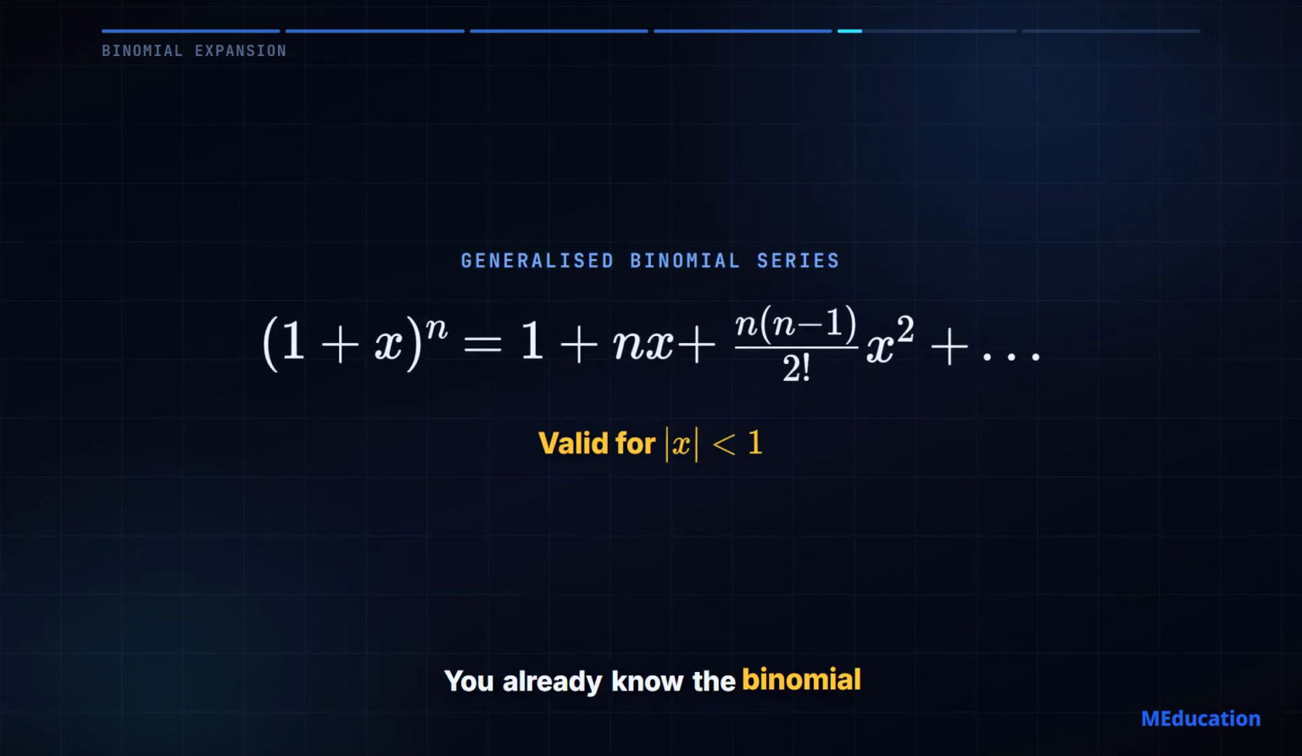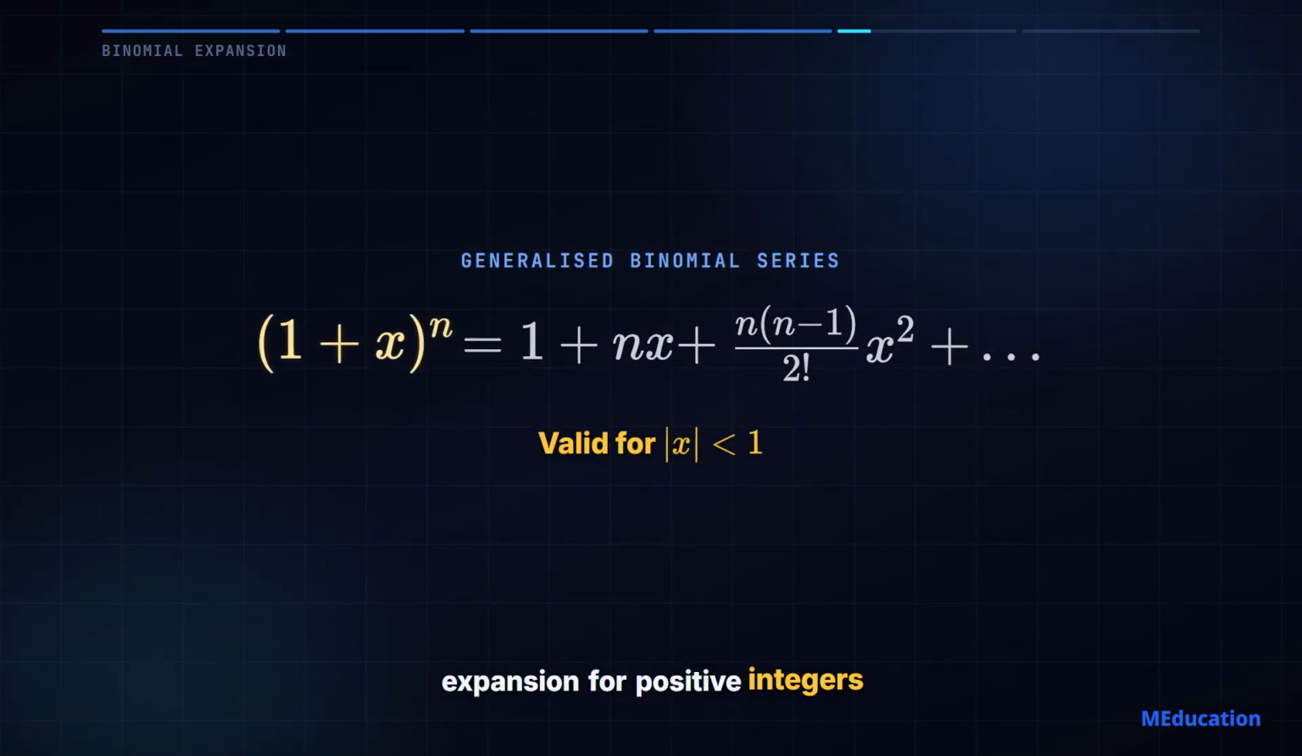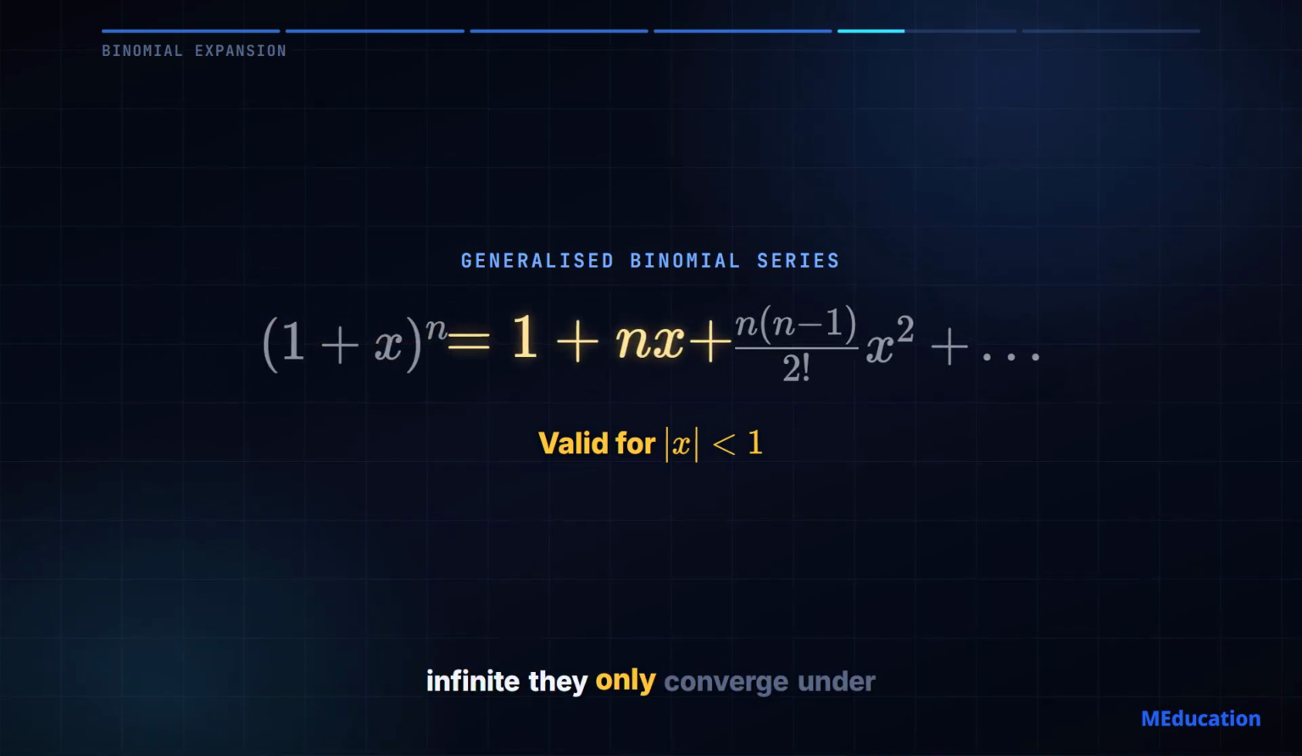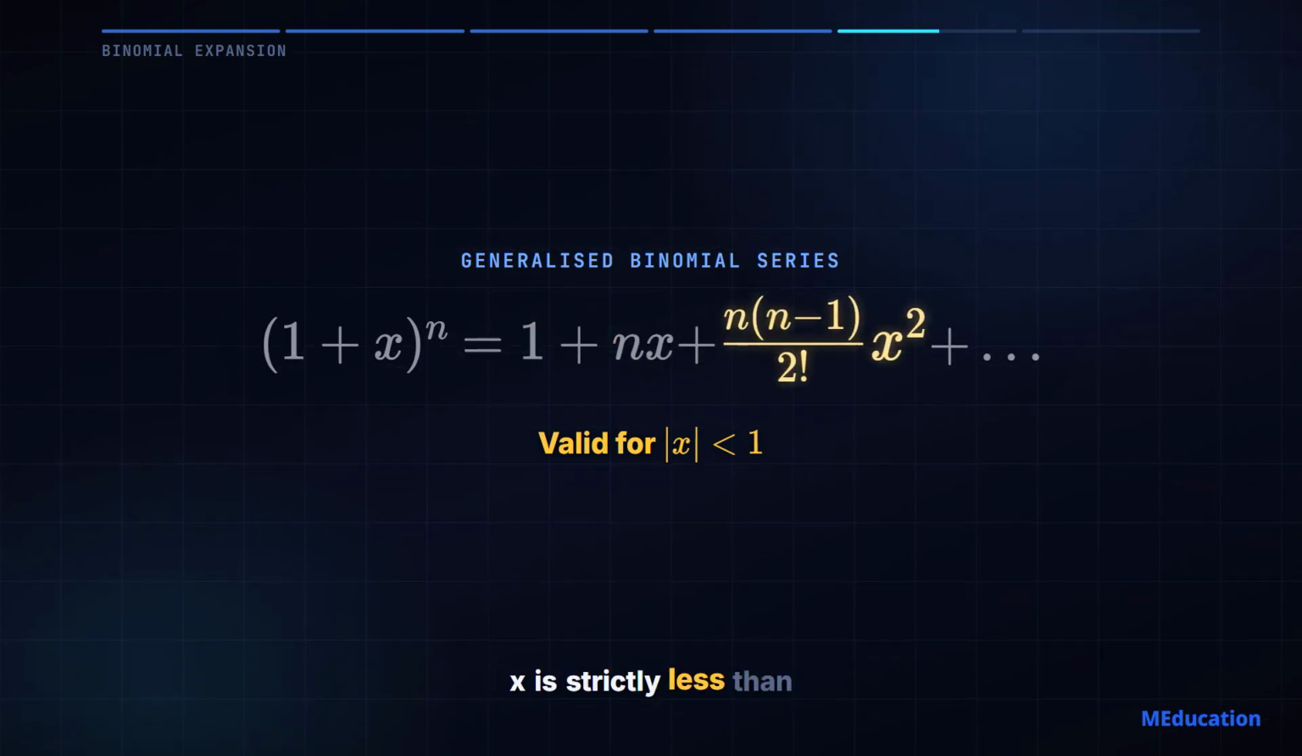You already know the binomial expansion for positive integers, but now you will approximate functions raised to negative or fractional powers. Because these new series are infinite, they only converge under strict mathematical conditions. Stating the exact domain of validity, where the magnitude of x is strictly less than 1, is a critical standalone accuracy mark in Paper 3.